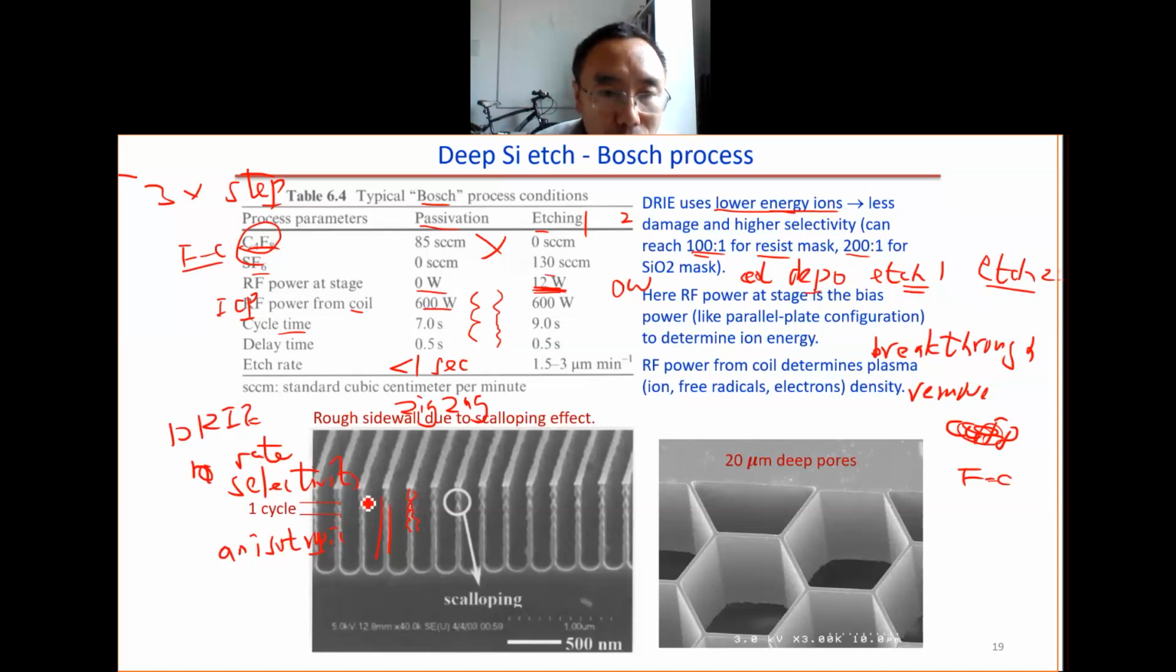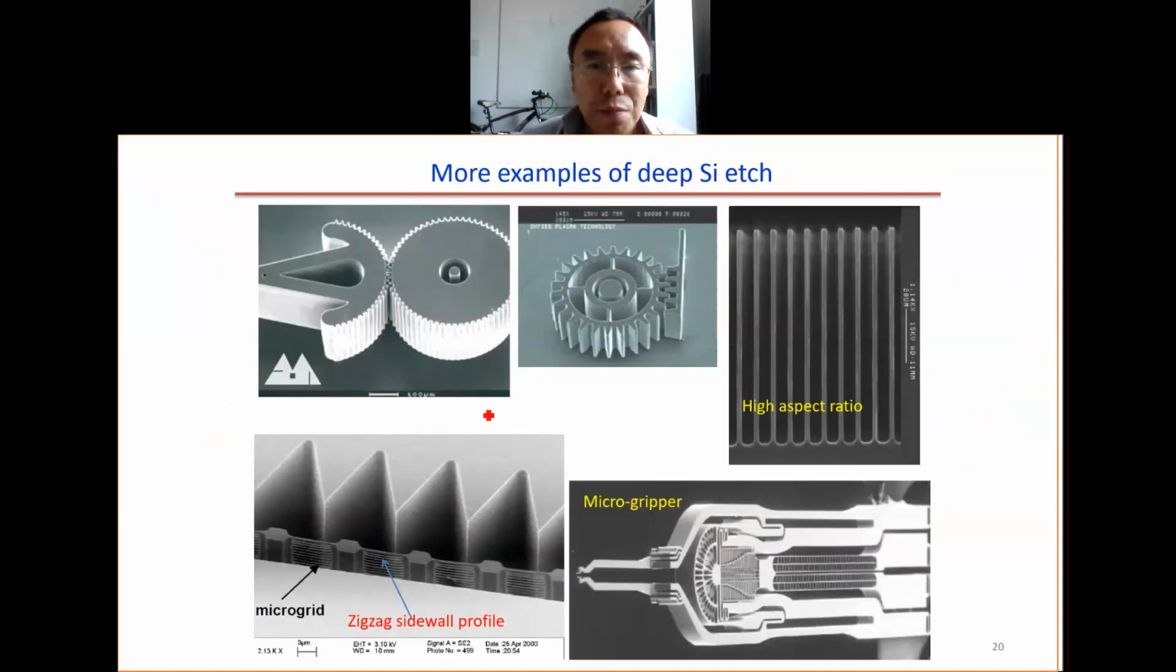The main problem is the side wall is not so smooth. So here, for example, you can see the side wall. This is the zigzag side wall. This is the micro gripper. Something here can be grabbed by this micro, like a tweezer. Those are structures made by the deep silicon etching. This one you can make something like this, or very high aspect ratio structures. But nowadays you can easily etch like 600 micrometer silicon within a few hours.